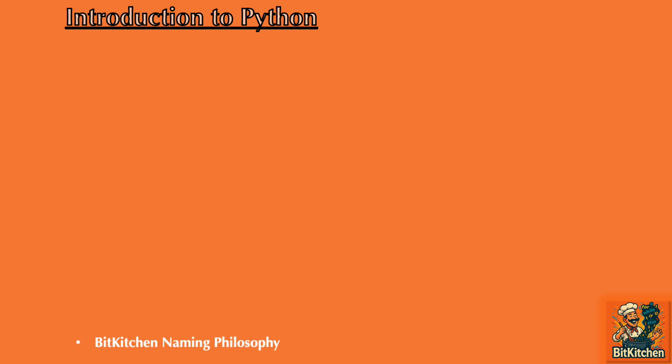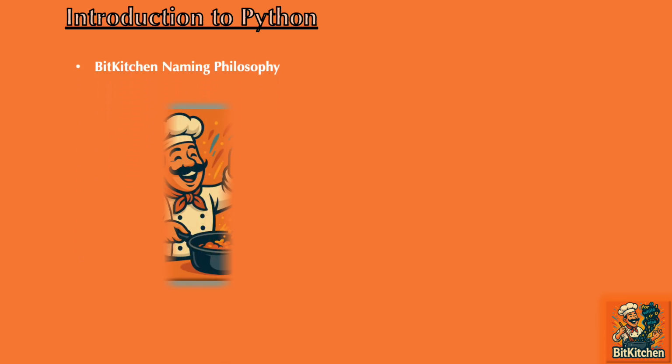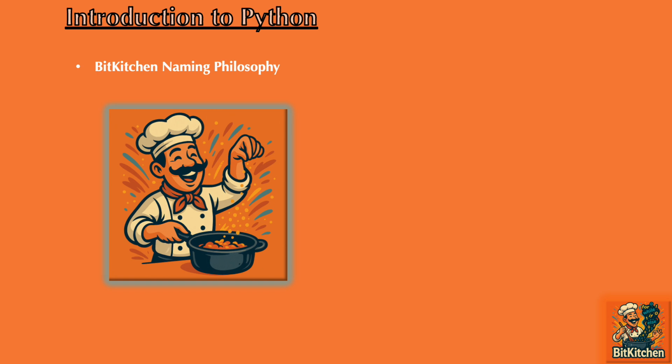At BitKitchen, we say, naming a variable is like seasoning your favorite dish. Keep it clear, simple, and skip the weird stuff like symbols or reserved words. Keep it readable. Keep it real.